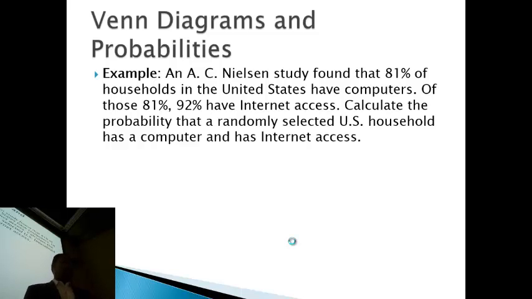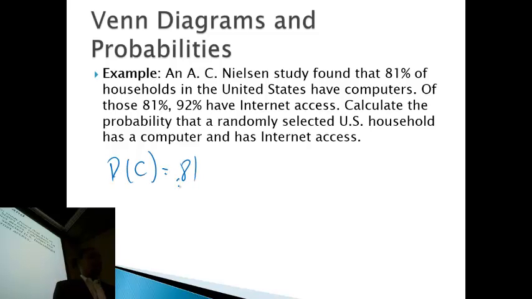A.C. Nielsen finds that 81% of households have computers. Okay, nice. The chance of having a computer is 0.81. That number is probably a little bit higher nowadays. Of those 81%, so I'm going to say if I know someone has a computer, the chance of having internet access is 0.92.